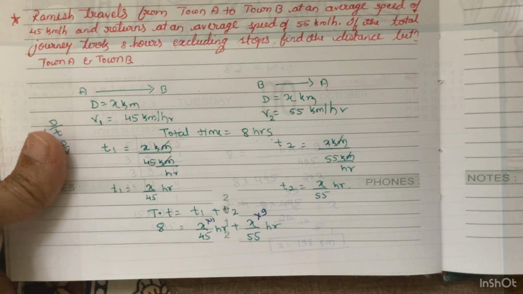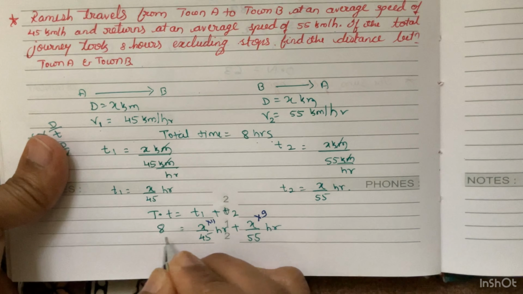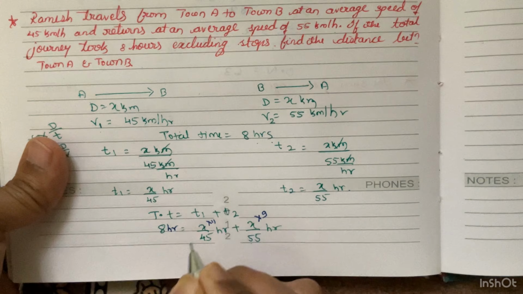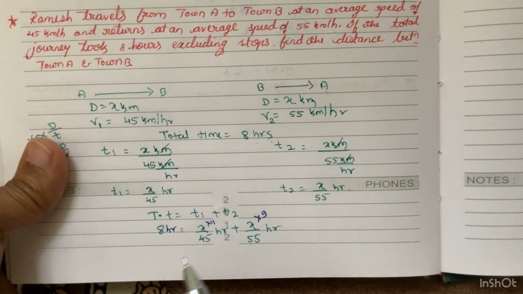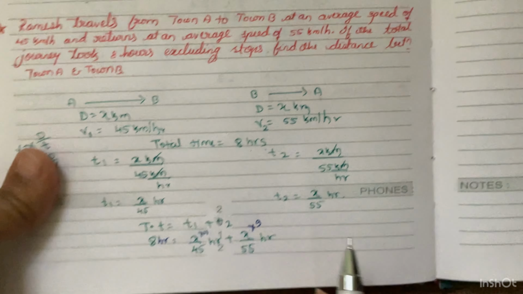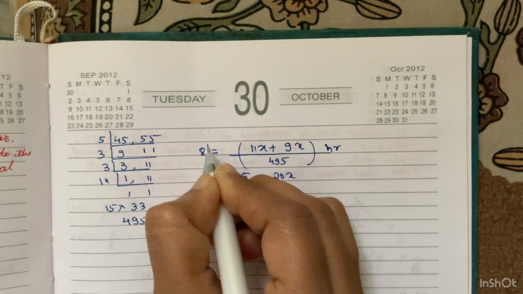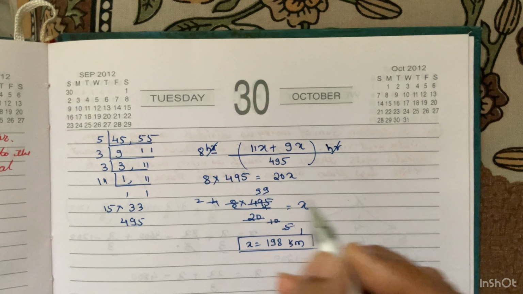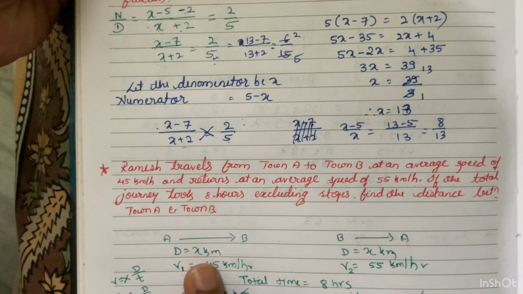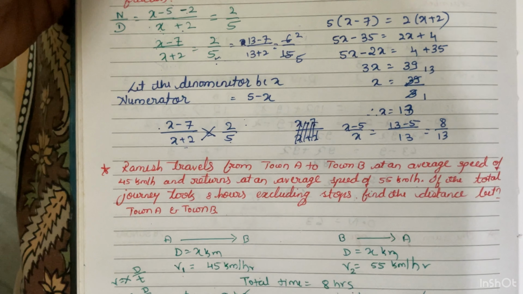One more thing I forgot to mention is the unit here, this is 8 hours. In the next step I'm going to take the hour common here, so it will remain like this. Now this hour gets cancelled here. For x we had considered d equals x kilometers, so we get d equals 198 kilometers.